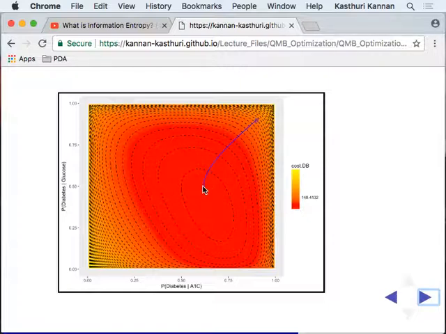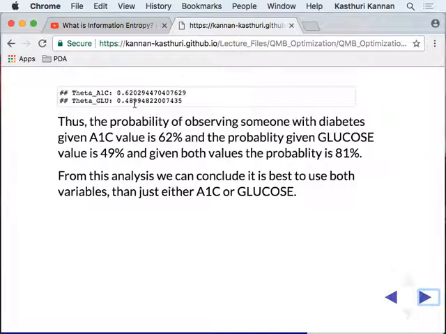Just like how we did it in 1 dimension, we have these in 2 dimensions, and we also have the probability here. So the value of this, we can query that, and the values are about 0.62 and 0.48. So the probability of observing someone with diabetes given the hemoglobin value is 62%, and the probability of observing somebody with diabetes given glucose is 49%. And given both values, the probability is about 81%.